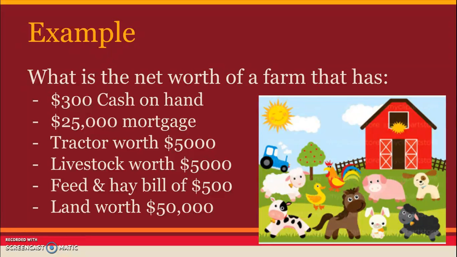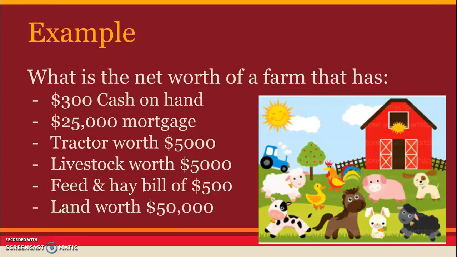Okay, so $300 cash on hand, that's cash that we already have in our pocket, so that's an asset. A $25,000 mortgage: a mortgage is a loan, and a loan is a debt, so that's a liability. A tractor worth $5,000: you physically have the tractor in your possession and it's worth $5,000. That's money in your pocket, that is an asset. Same thing with livestock. Livestock worth $5,000. You physically have the livestock and it is worth $5,000.